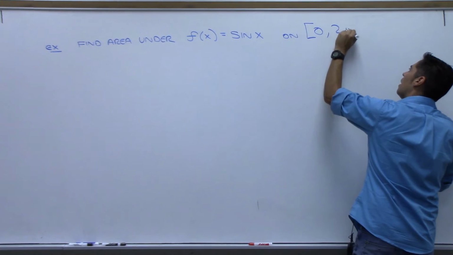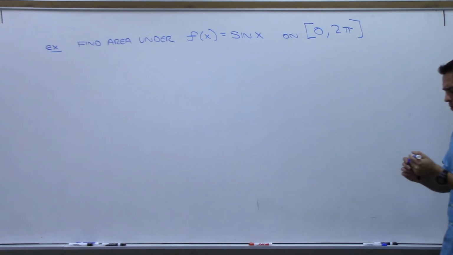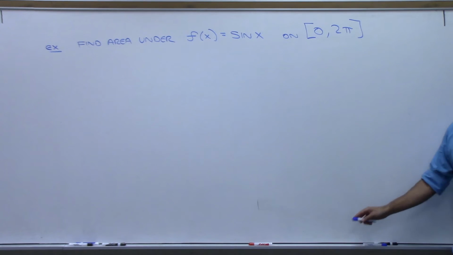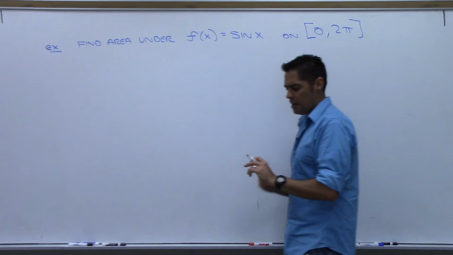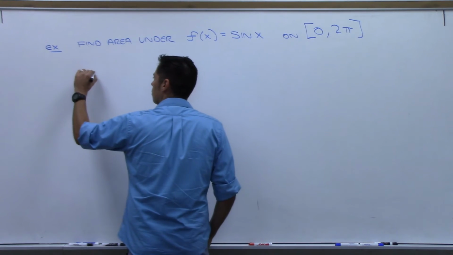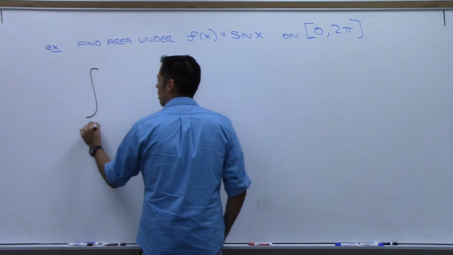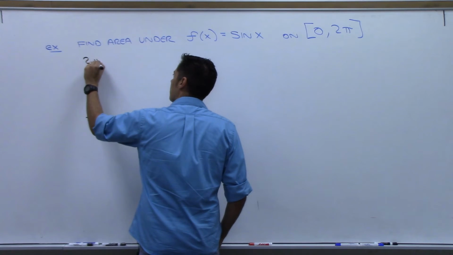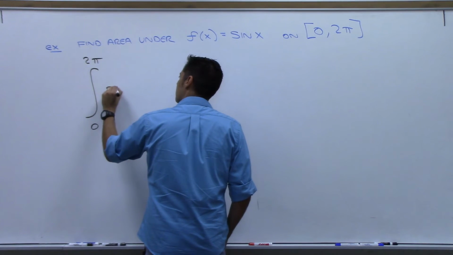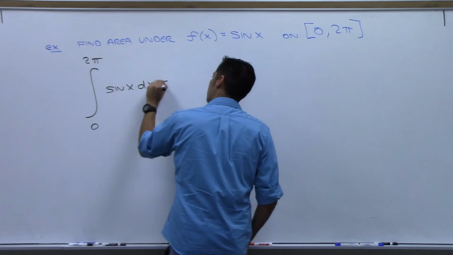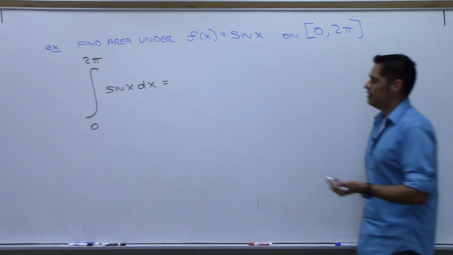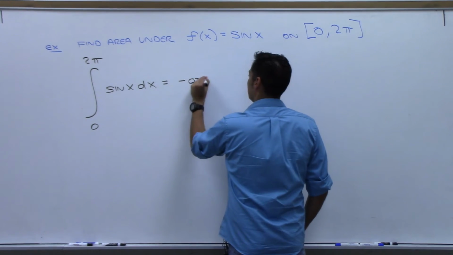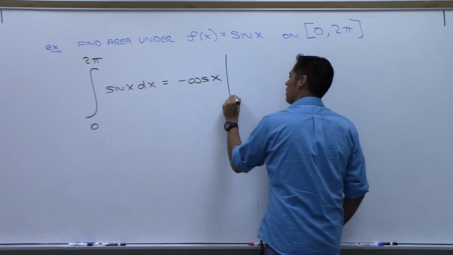Let's look at one period of sine. Sine goes from 0 to 2 pi, right? That's one period of sine. So let's go ahead and find the area. What's the integral I set up? Integral, lower limit 0, upper limit 2 pi, integrand. Then we just find the antiderivative. What's the antiderivative of sine? Negative cosine x, lower limit, upper limit.